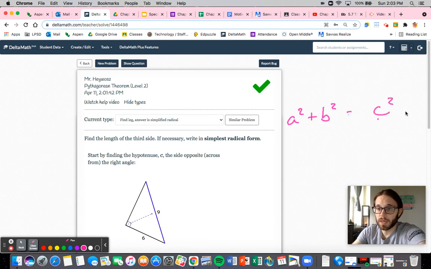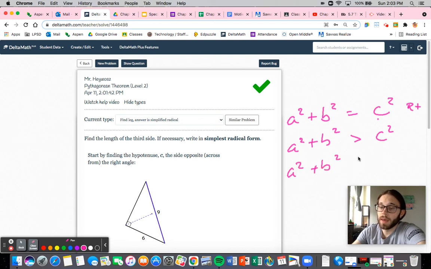We have it works, so that is the right triangle. That's fine. That makes sense. That's the converse of the Pythagorean theorem. But the other 2 options are what? Well, we can either have that this number is bigger than c squared, or we could have that it's smaller than c squared.